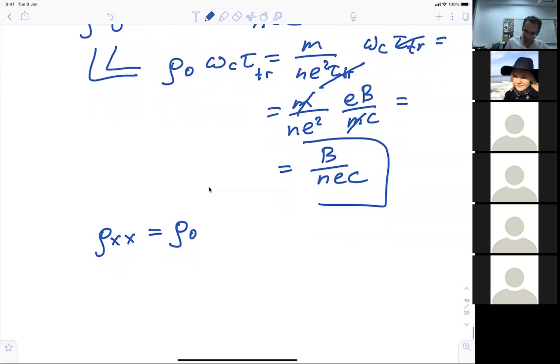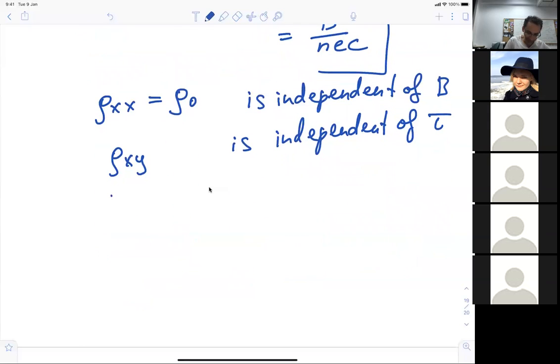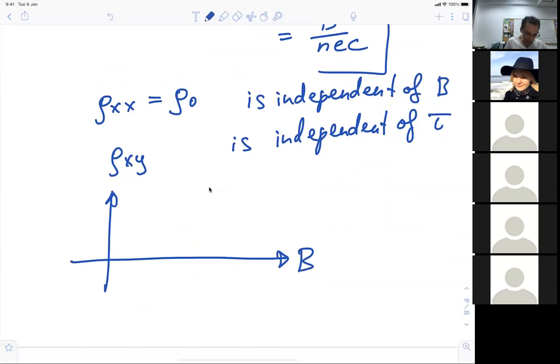And what we see in this model is that rho xx is independent of B, and rho xy is independent of disorder. So if I draw rho xx as a function of magnetic field, within this model, it's a constant.